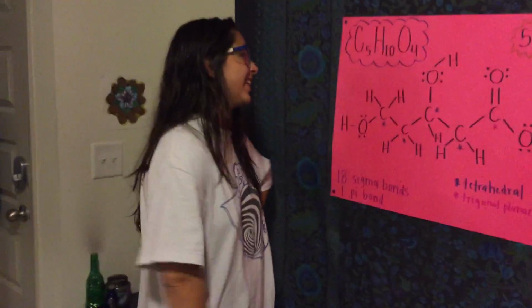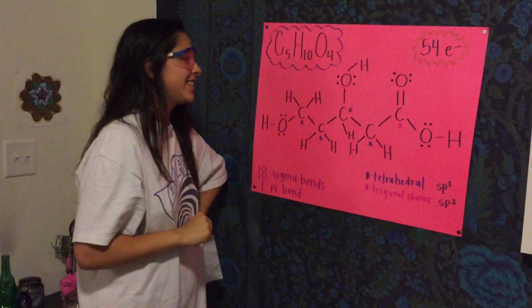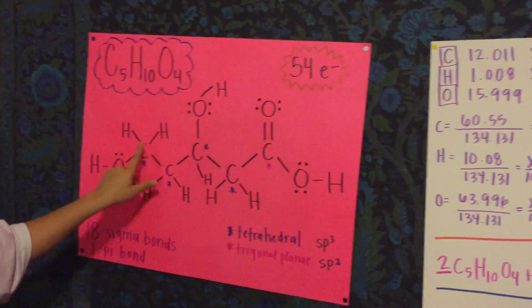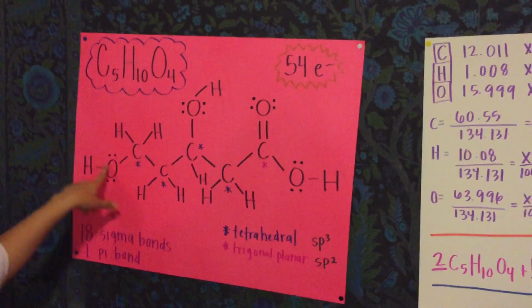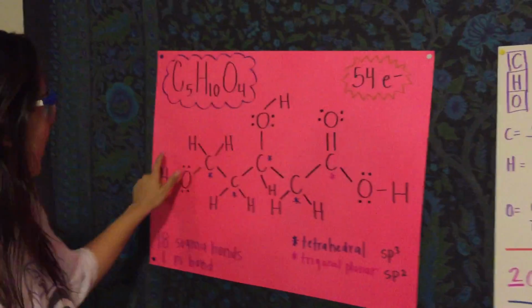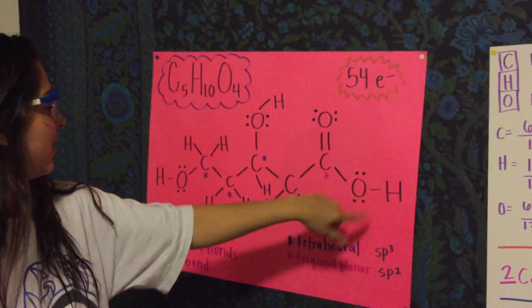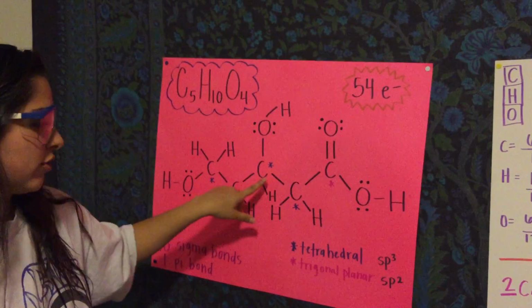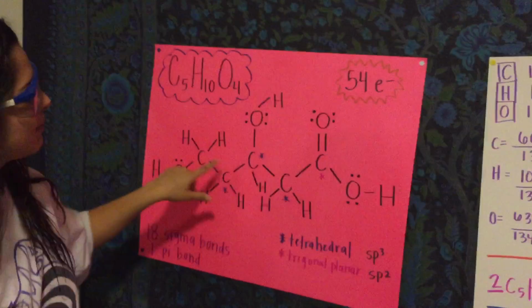I'm Sarah Hakala, and this is my molecule, C5H10O4. This is it drawn out all pretty. We have our 5 carbons, our 4 oxygens, and our 10 hydrogens. These carbons right here are all similar. They're all in tetrahedral shape, and their hybridization is sp3.